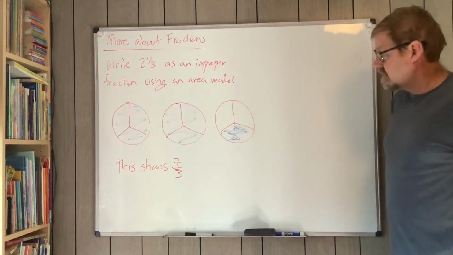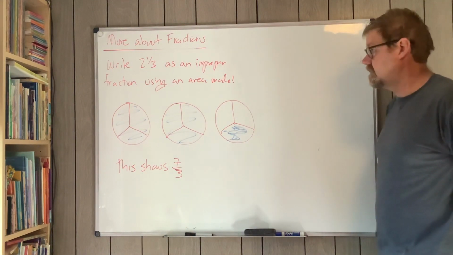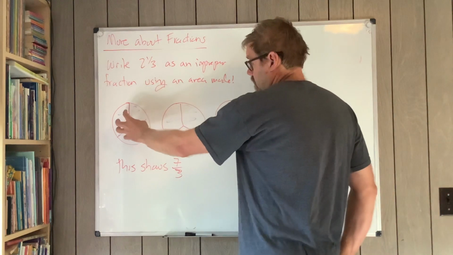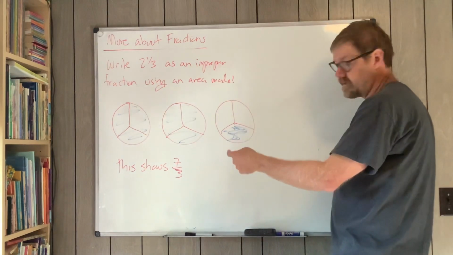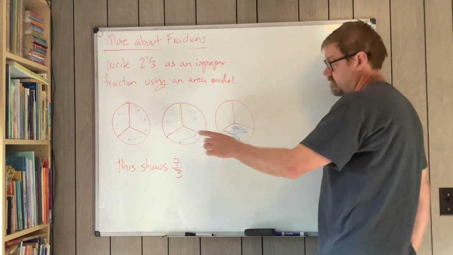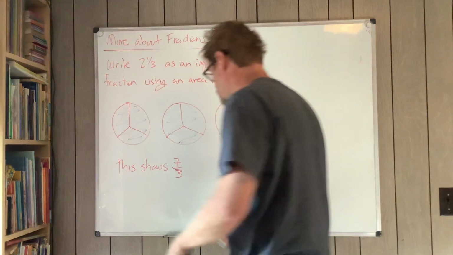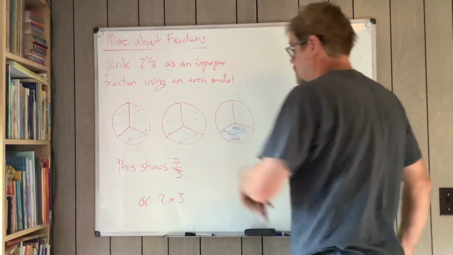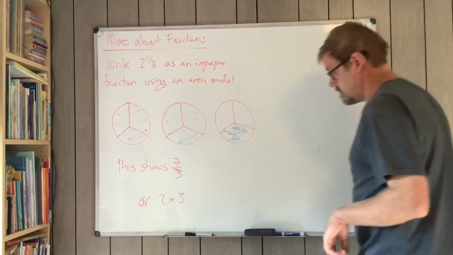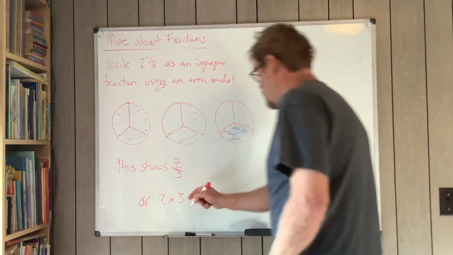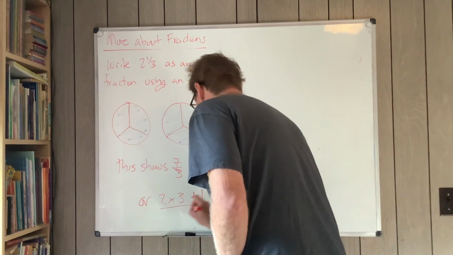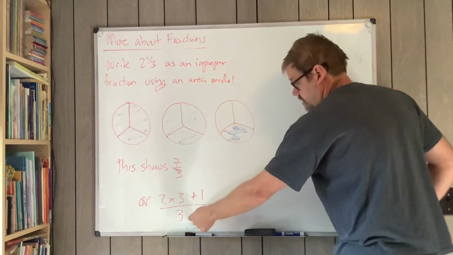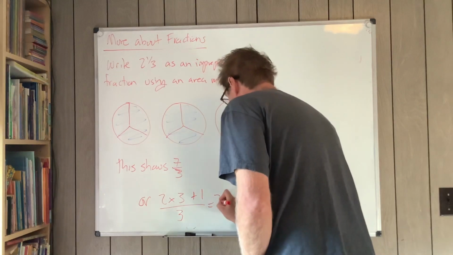Okay. Now, you can also see how did I get this? Well, a whole, if I'm cutting into thirds, is 3 thirds. There's another 3 thirds. And I have 2 wholes from that, right? Or 2 times 3, as the 3 comes from the denominator, plus the 1 third. So there's my 2 times 3, and there's my 1/3, and that's just 7 thirds.